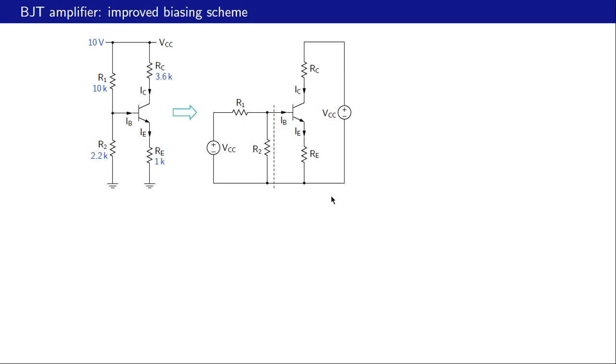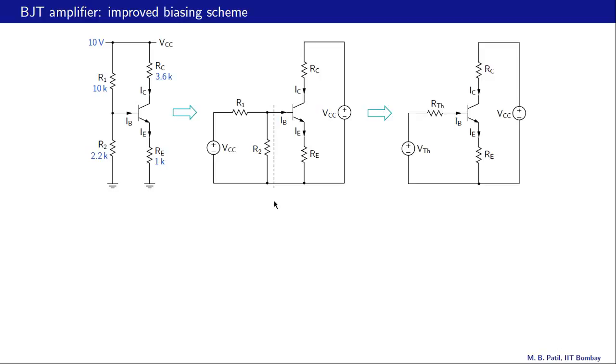Now what we will do is to look at this part and find the Thevenin equivalent circuit. What is the Thevenin resistance? Let's deactivate this independent voltage source, and then we see R1 and R2 in parallel, so that is RTH. What about VTH? The open circuit voltage here. So imagine that nothing is connected here, and then this voltage is R2 divided by R1 plus R2 times VCC. So that is our VTH. After making that transformation, we get this circuit.